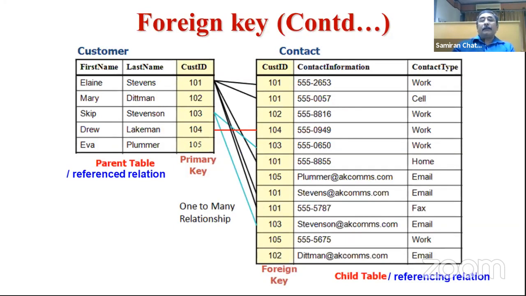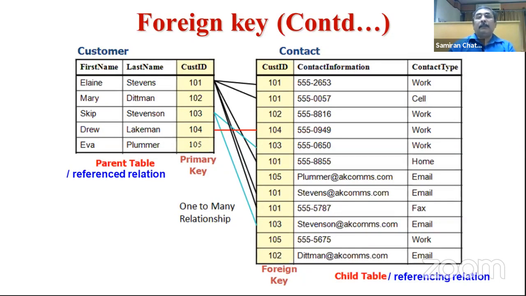Say that we have two tables. One is the customer table, where customer ID is there, first name is there, last name is there. And the other one is the contact table, where customer ID is there, contact information, something like phone number or email address, and the contact type. Is it a work contact, or a mobile contact, or a home contact, or an email contact?